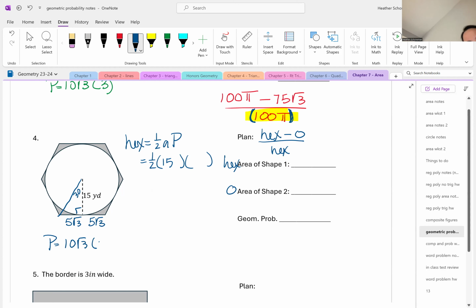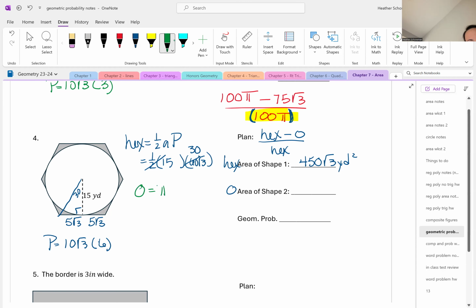And to find the perimeter, I have to multiply it by the number of sides, which is 6. So this gives me 60 square root 3. Half of 60 is 30. So when I multiply that, I get 450 square root 3, I lost my train of thought, yards squared. There we go. Now for the circle.